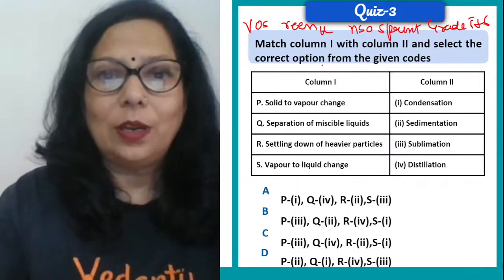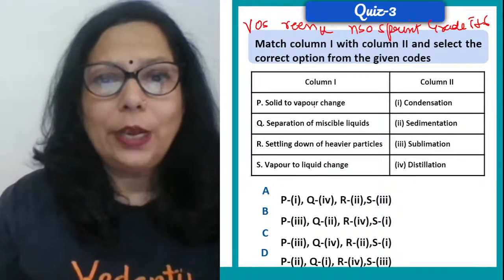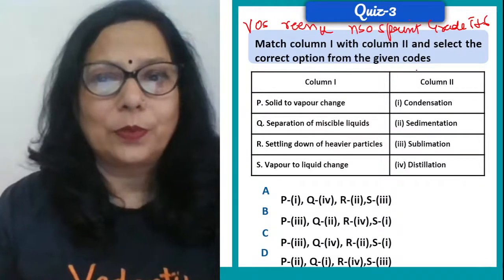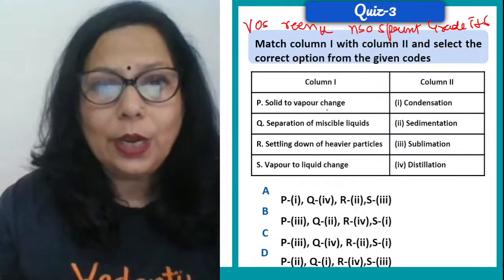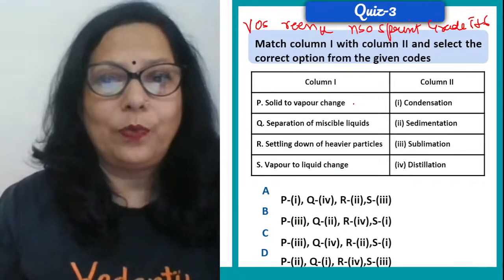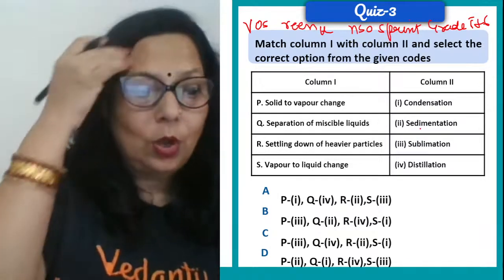Match column 1 with column 2 and select the correct option from the given codes. Solid to vapor change. Solid to vapor is what kind of change? Condensation, sedimentation, sublimation? Write on your paper first, all the parts.